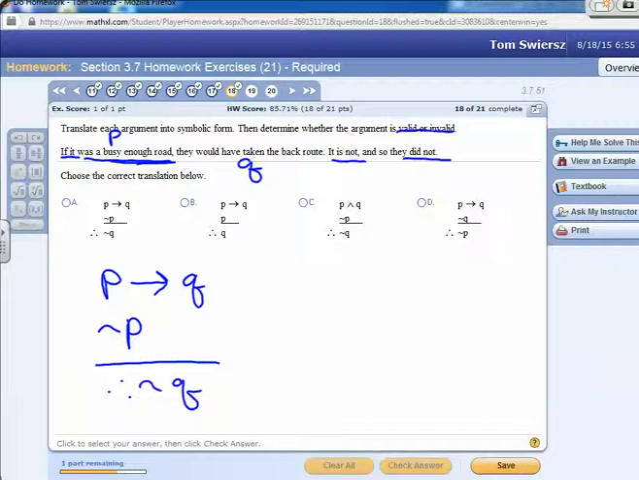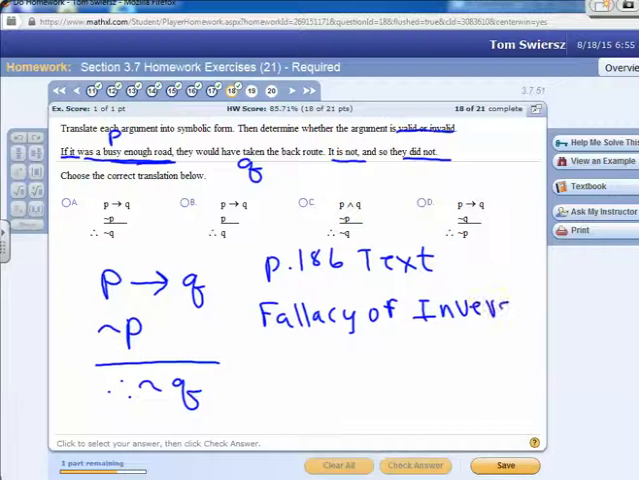Okay, now on page 186 of your textbook, they have 4 valid and 4 invalid. This form right here is fallacy of the inverse. So when you have if P then Q, not P, therefore not Q, when you have an argument following this pattern, it's a fallacy, meaning the argument is invalid. So we don't have to do a truth table. We can just match it on page 186 of the textbook to one of the invalid forms, so we definitely know the argument is invalid.